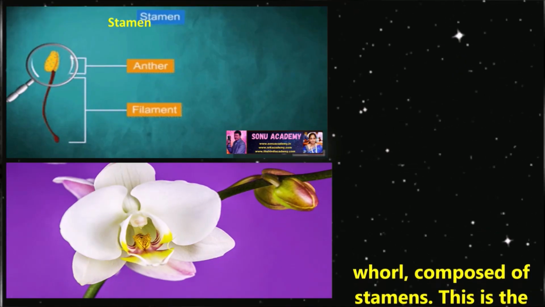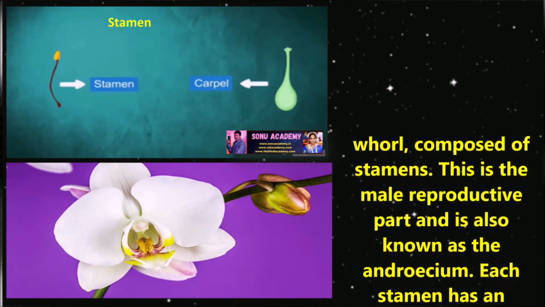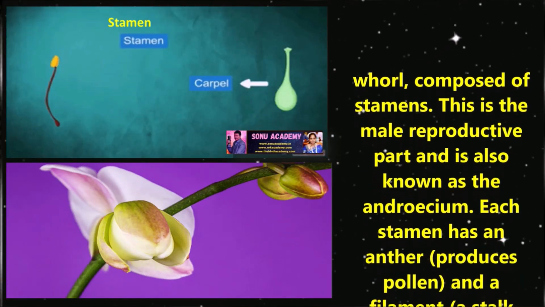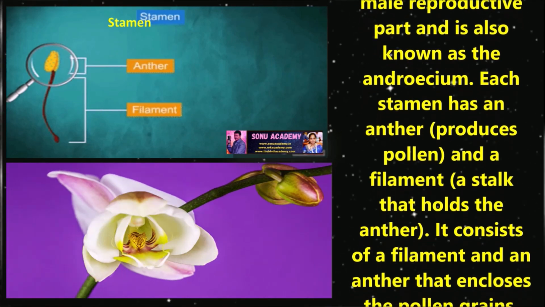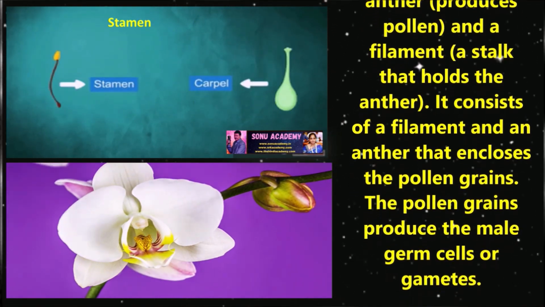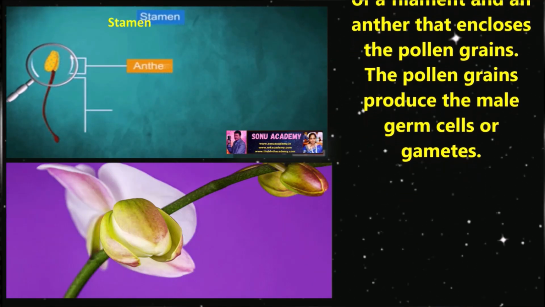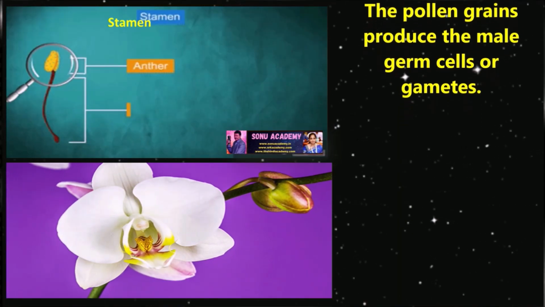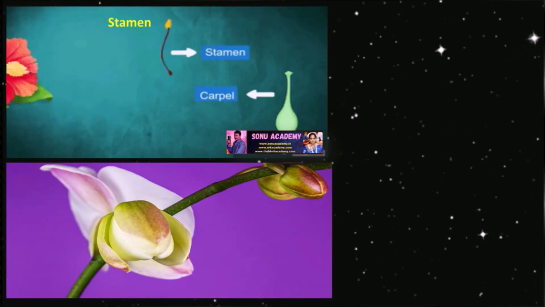Now let us discuss the stamen. The third whorl is composed of stamens. This is the male reproductive part, also known as the androecium. Each stamen has an anther, which produces pollen grains, and a filament-like structure, a stalk that holds the anther. It consists of a filament and an anther that encloses the pollen grains. The pollen grains produce the male germ cells or gametes.